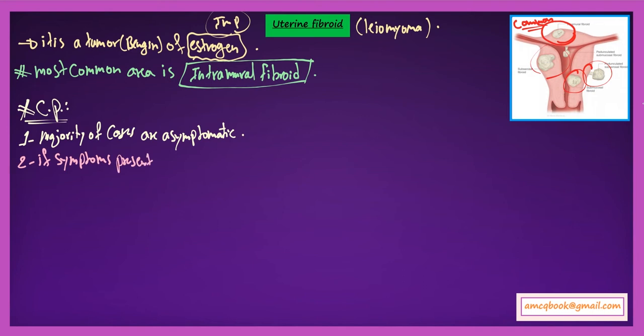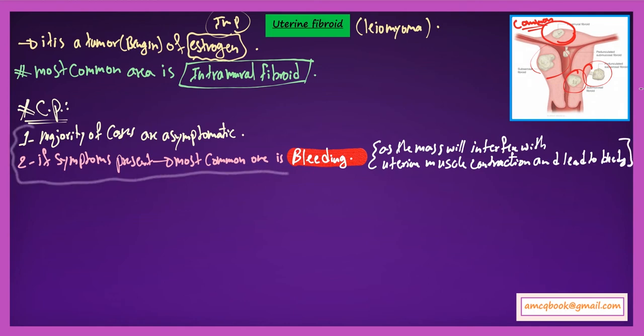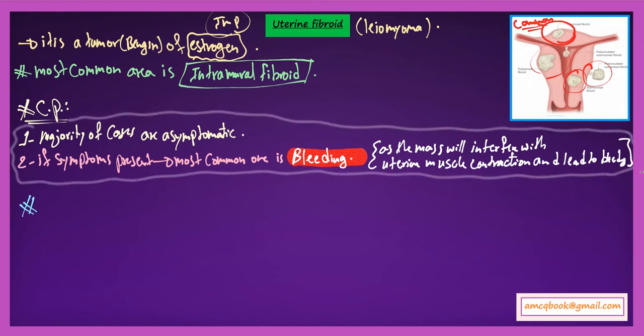Okay? The idea of a bleeding is that this mass inside the myometrium, it will prevent the myometrium from contracting normally, and that will lead to bleeding because myometrial contraction will make squeezing of the vessels of the endometrium, and in this case this will lead to bleeding. Okay? Now for the treatment.